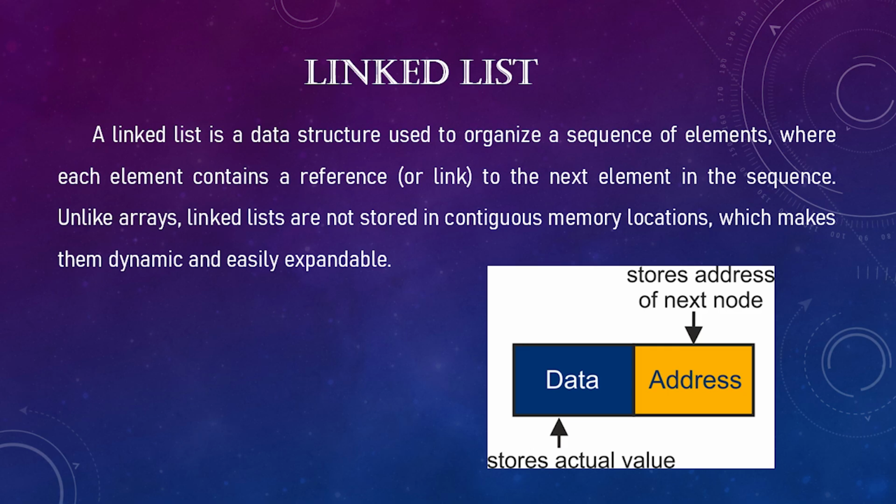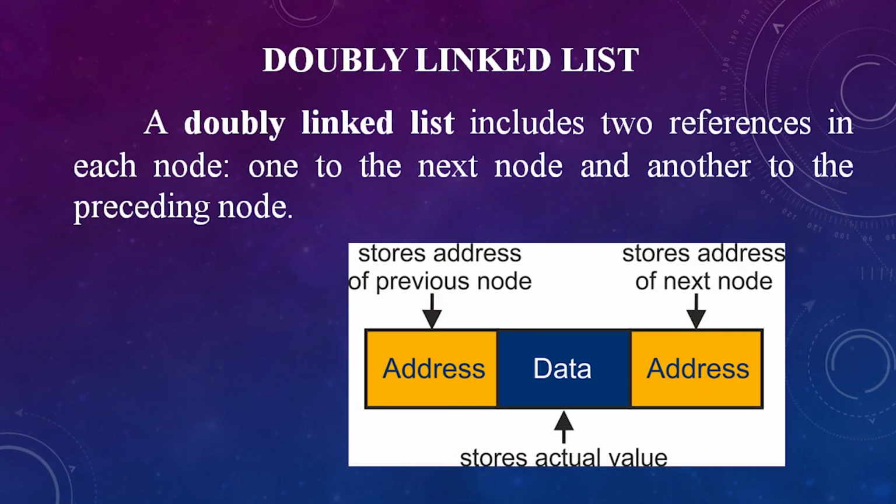It stores the actual value. Then the doubly linked list, it is not a singly linked list. It is a doubly linked list. They have two references in each node. In this diagram, the data shows the value. The address shows the previous node's address and the next node's address.